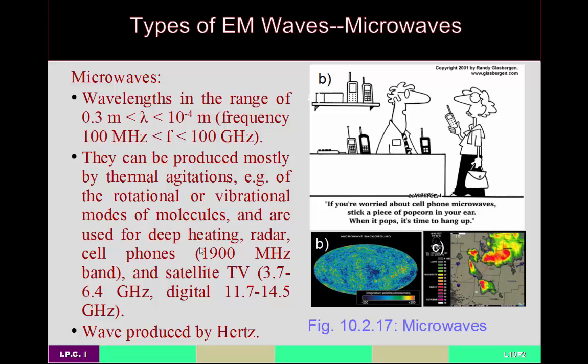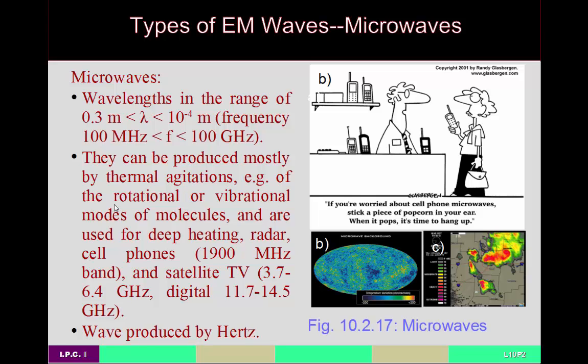And how do you produce a microwave? Well, you use thermal agitation of the vibrational and rotational modes of molecules. And so basically that also means that they can be absorbed readily by a vibrating or rotating molecule. Basically it'll kick up the energy of vibration or rotation by another level when one photon at this frequency is absorbed. So one very big use, obviously, of microwaves is heating.